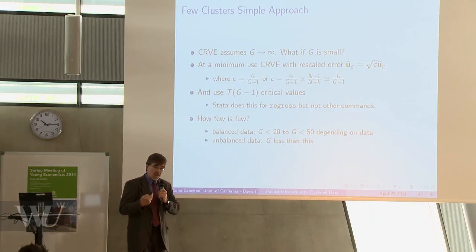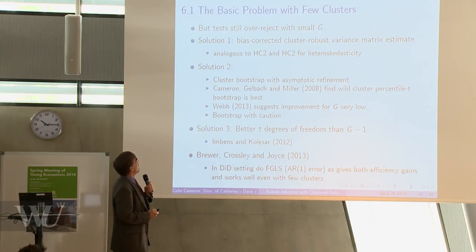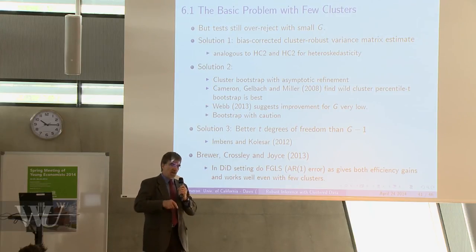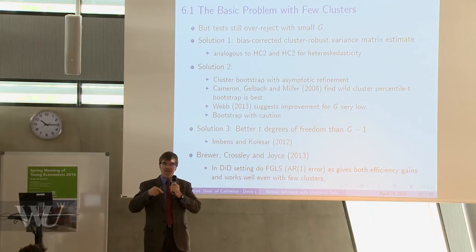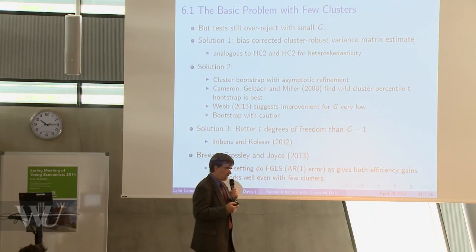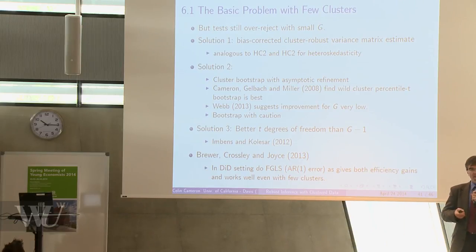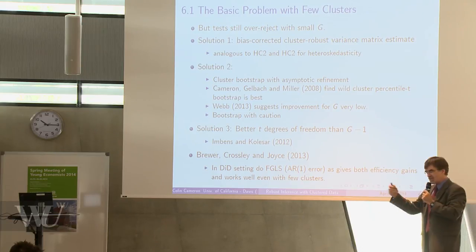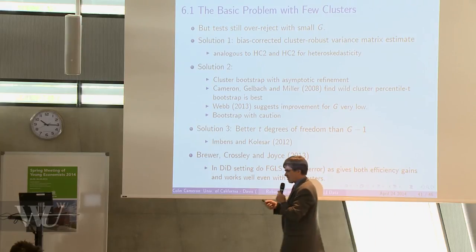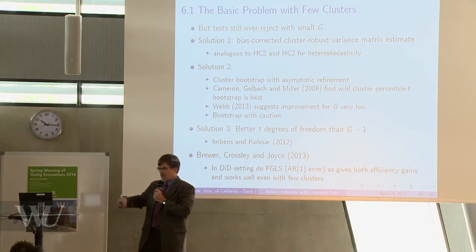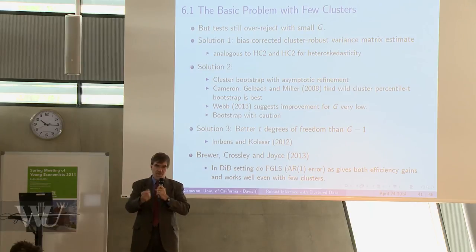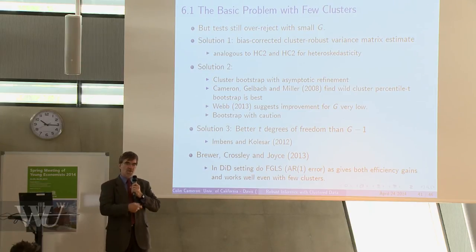And this is an active area of research at the moment. One solution is to improve the variance matrix estimate. A second one is to do a bootstrap, but a more refined bootstrap, one that can improve finite sample performance. The previous bootstrap that I gave was just similar order asymptotics to doing the usual cluster robust. This is a more refined bootstrap.